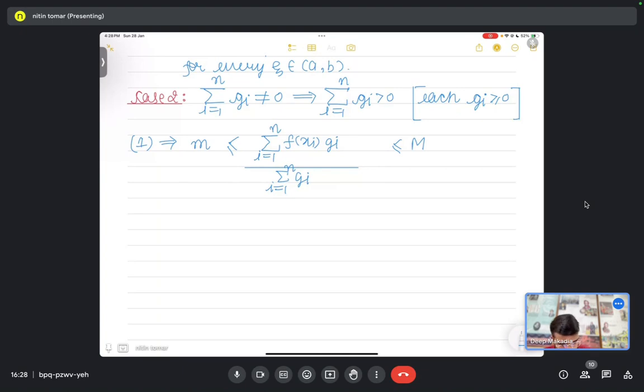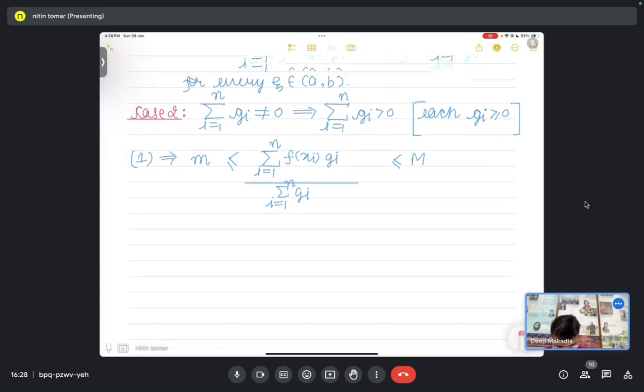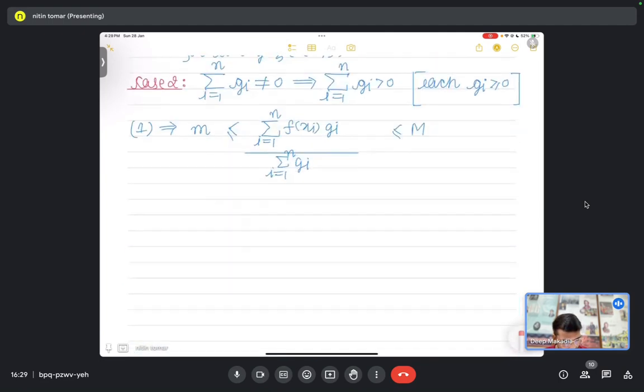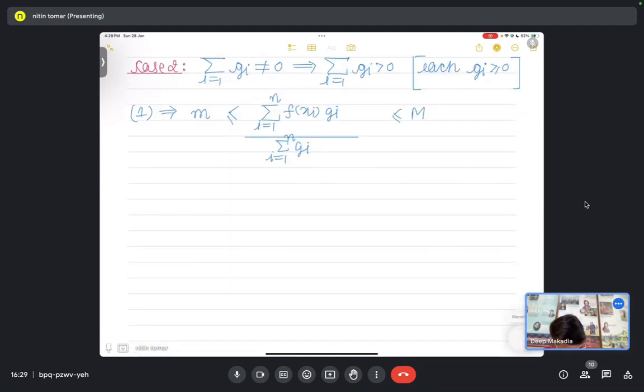Now, you know that this m was the minimum of f of x1, f of x2, and so on, right? So, can I write that there exist some alpha and beta in [a, b] such that f of alpha will be small m and f of beta will be capital M. Am I correct?